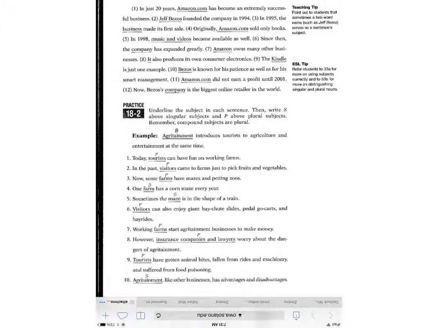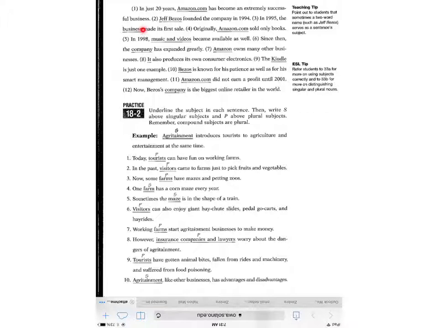I've copied a page from my instructor's manual that gives you the answers to practices 18.1 and 18.2. Let's take a look at 18.1. Here your job was to identify the subject in the sentence. So in number 1, Amazon.com is the subject. Number 2, Jeff Bezos is the subject. Number 3, business is the subject. So again, the subject is what the sentence is about. It's about the business, it's about Jeff Bezos, it's about Amazon.com.